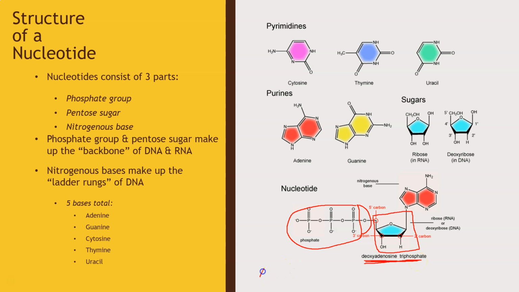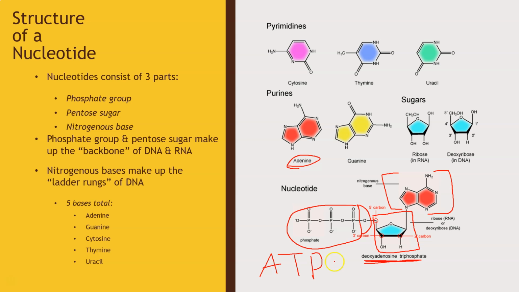Okay, so remember that molecule we talked about, the energy molecule ATP, right? This is basically what that is here. It's just a modified version of ATP. Okay, and then over here is our nitrogenous base. Now if we look in this example here, this base is clearly adenine because this structure and this structure match.